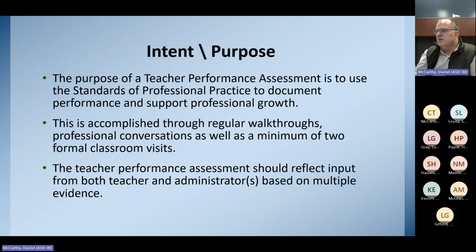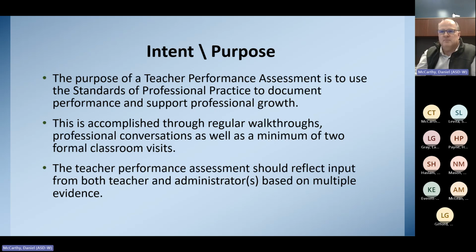So the teacher performance assessment should reflect input from both teacher and administrator or administrators, based on multiple evidence. Collecting the evidence is through the walkthroughs and having those conversations. When we talk about the walkthroughs, it's usually a minimum of 4 regular walkthroughs, and they usually last a minimum of 10 minutes, 10 to 15 minutes.